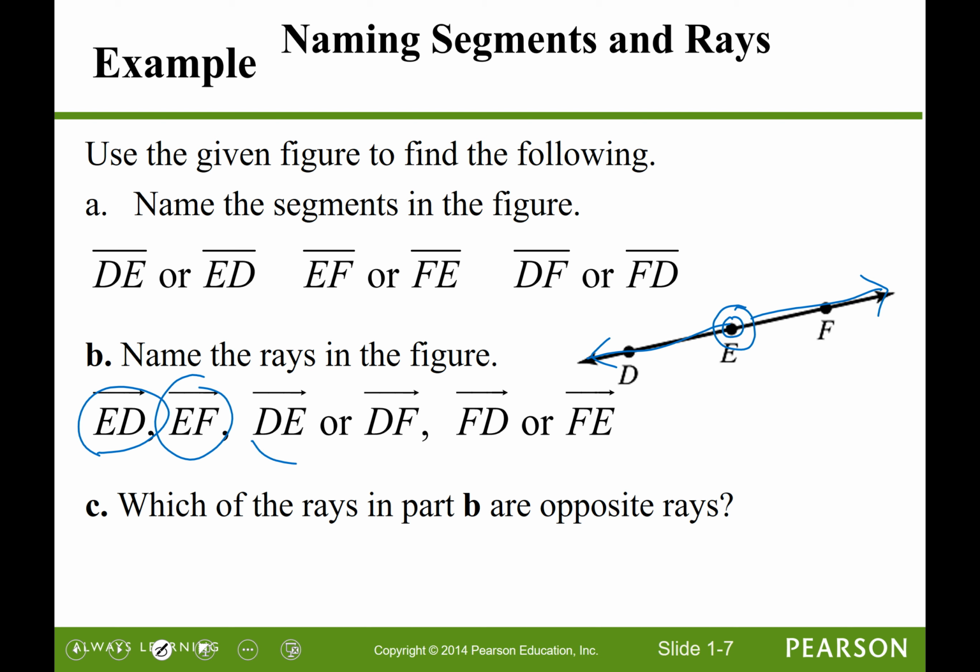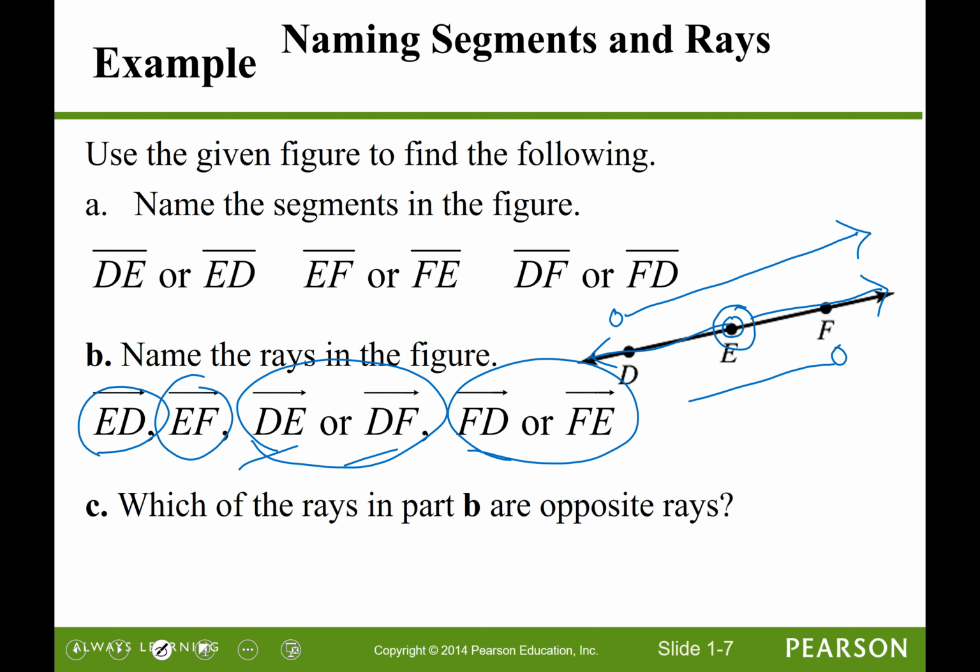The third ray can be written as either DE or DF. It starts right here at D, and then it travels this way forever, which passes through E and it passes through F, which is why you could name it DE or DF. And the last ray in that figure, there's 4, can be named as FD or as FE, and that's because it starts right here at F and it heads this direction forever. And that would pass through E and it passes through D, so you can name it as FD or FE. Either one works. So 4 different rays in that figure.